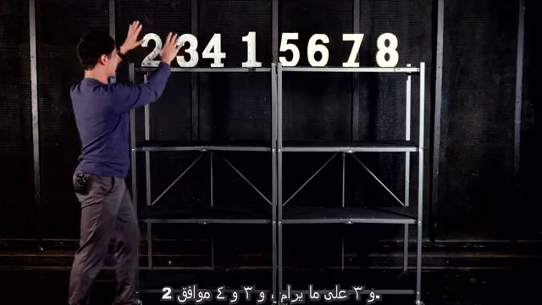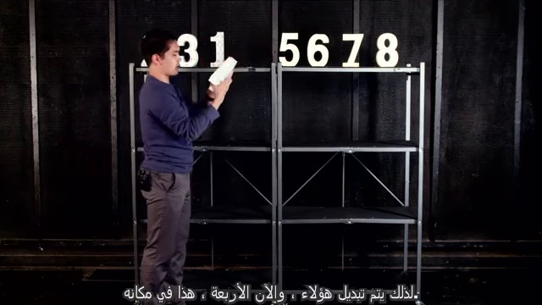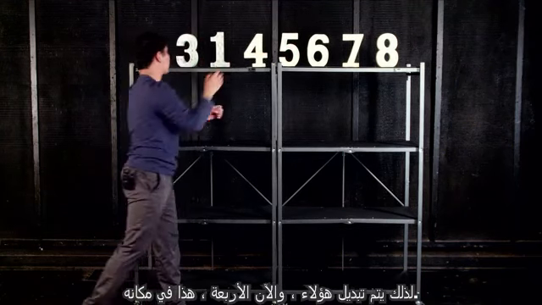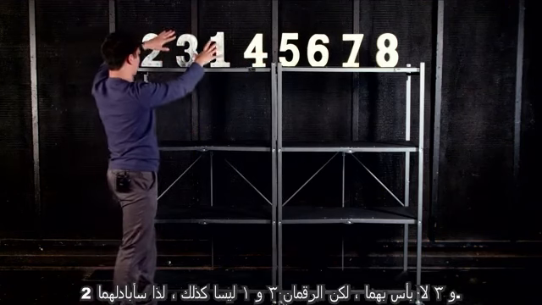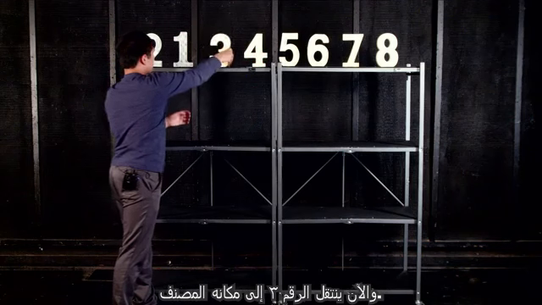The 2 and the 3 are OK. The 3 and the 4 are OK. But the 4 and the 1 are out of order. So those get switched. And now the 4, that's in its place. The 2 and the 3 are OK. But the 3 and the 1 are not. So I'll swap those. And now the 3 goes into its sorted place.